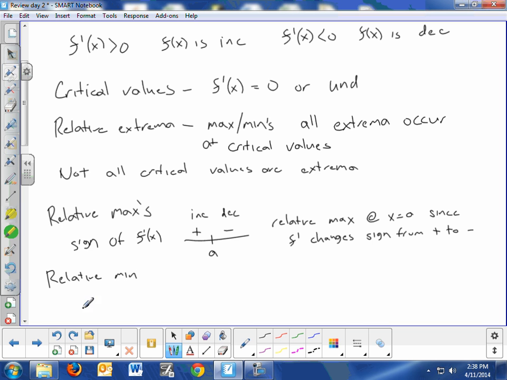Relative min is when the sign of f prime goes from negative to positive. And of course, A could be 0 or undefined. It could still be considered a relative max or min. The tangent slope does not have to be 0. And you can say there's a relative min at x equals b since f prime changes sign from negative to positive.